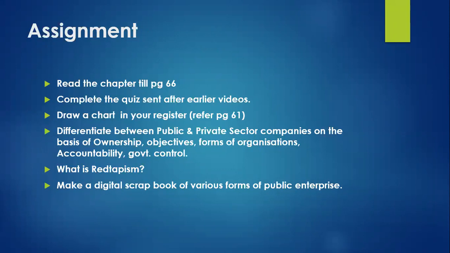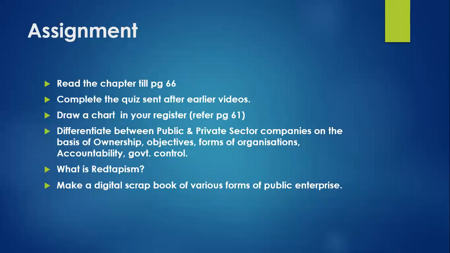You'll also draw a chart in your register. You can refer to page number 61 of your textbook. That same kind of chart I want you to draw. Then you will do this question: differentiate between public and private sector companies on these 5 bases which I have given: ownership, objectives, forms of organization, accountability, government control. It should be clear after going through all the lessons I have sent, and also you'll read the textbook. You'll easily be able to write this question.